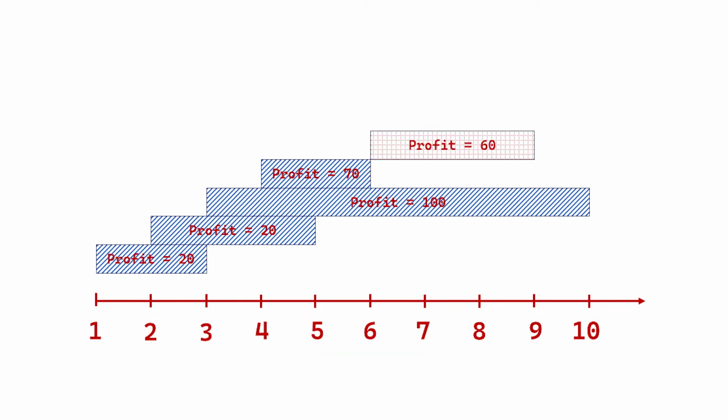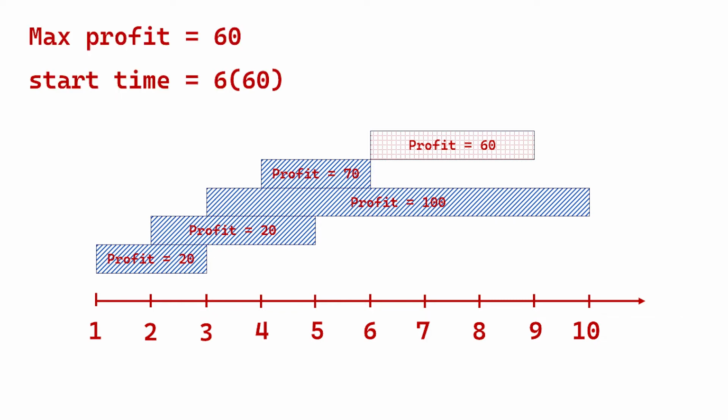So we check with the end time 9. Is there any start time which starts after 9? We have no start time that starts after 9. So the profit till now will be 60. So that will be the first profit that we have, which is 60.